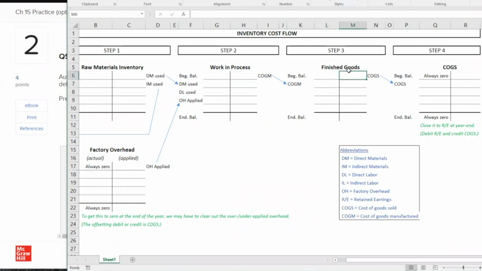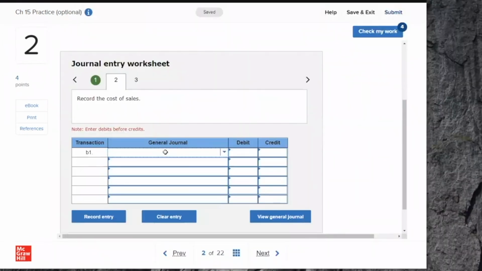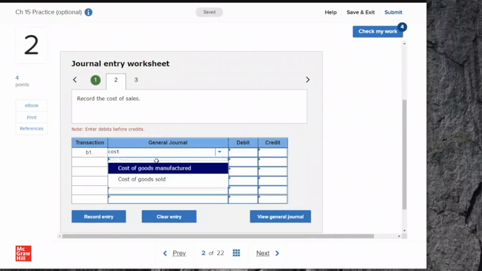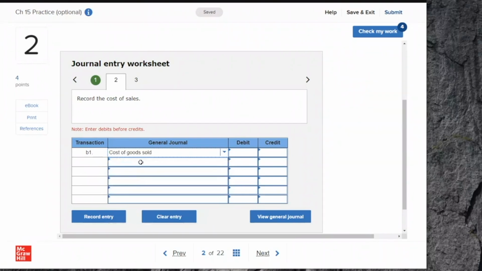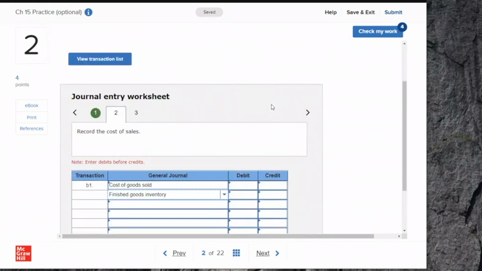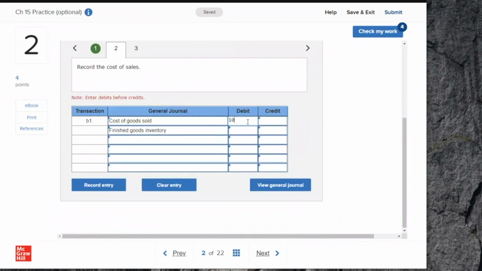So we're going to take it out of finished goods by crediting finished goods and put it into this account, cost of goods sold. This isn't the revenue part. This is the cost part. Debit cost of goods sold, because we're putting it into that account. And of course, where are we taking it from? Finished goods, of course. And it's at the cost of $10,500, because that's what it cost.